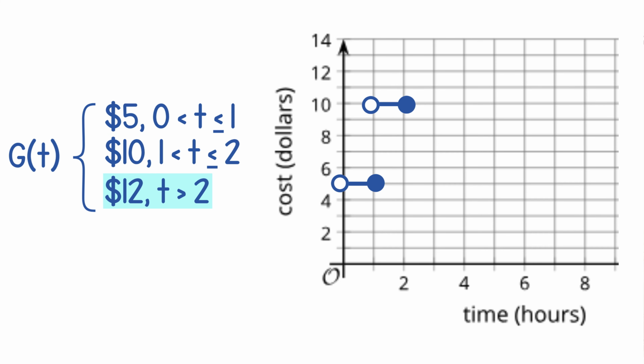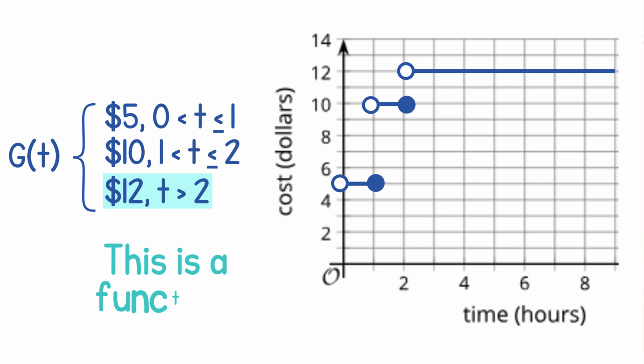The last function rule says that it'll be $12 for all values greater than 2. So we'll draw a line on 12 for all values that are greater than 2. We only have one boundary point on this one, and we'll have an open circle since the values are greater than 2 and not equal to 2. Now we can also see that this represents a function because every x value has exactly one y output.